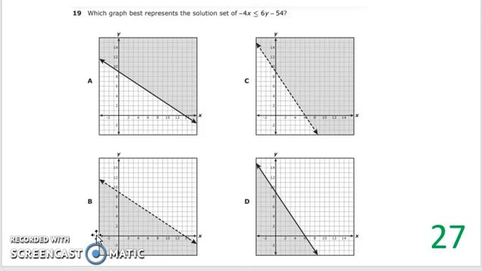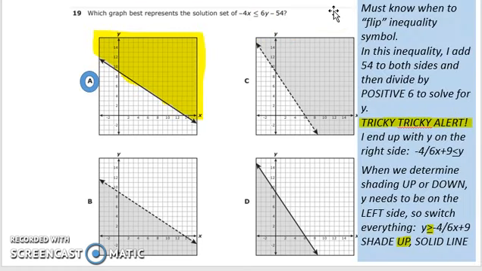Solution set on this one. This one is going to be a little tricky, because if you notice in the inequality, the y variable is on the right side. Oh, those tricksters. We like our y's on the left. Okay? So you got to know if you're going to flip this symbol.